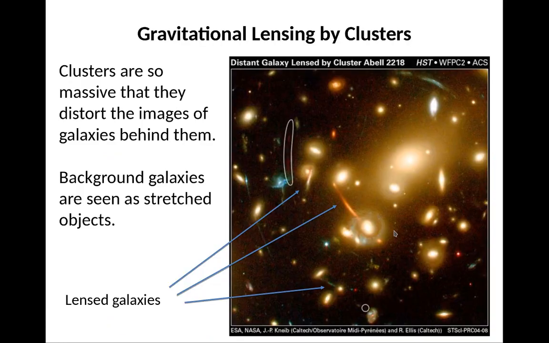Okay, so there's also gravitational lensing by clusters. They're so massive that they distort the image of the galaxies behind them. This is a big cluster, and these are all many different galaxies behind it. That's one galaxy right there, another galaxy, another galaxy. So these are all lensed galaxies against this background cluster, Abell 2218.